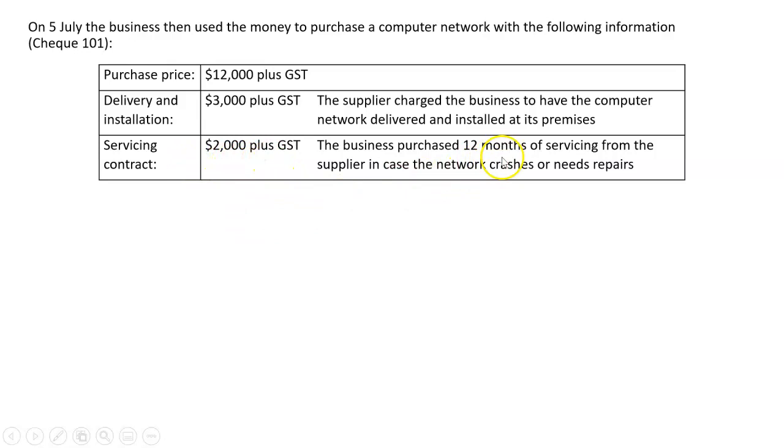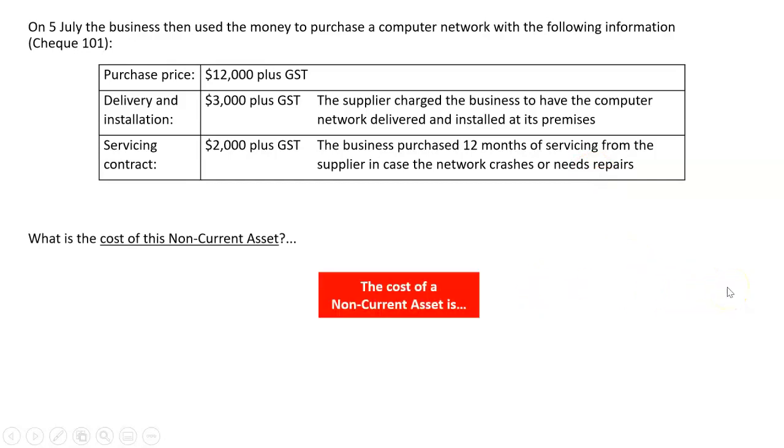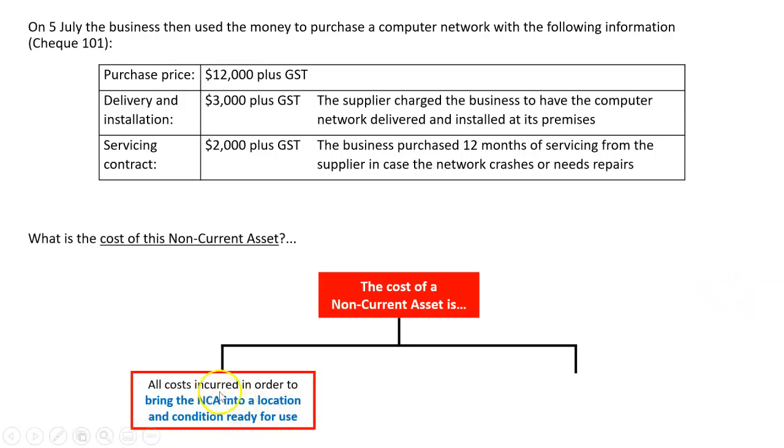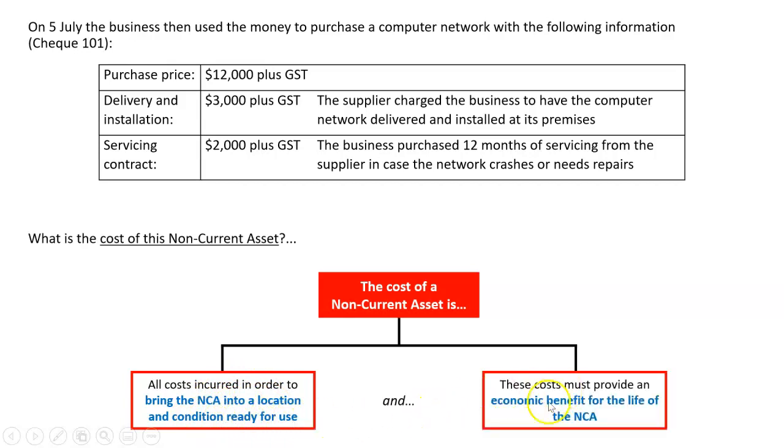The business purchased 12 months of servicing from the supplier. In case the network crashes or needs repairs, we can call them and they'll come out and fix the computer network for us. So the question now becomes, what is the cost of this non-current asset? What we learned in an earlier video is the cost of a non-current asset is all cost incurred in order to bring the non-current asset into a location and condition ready for use. And those costs have got to last for the life of the non-current asset.